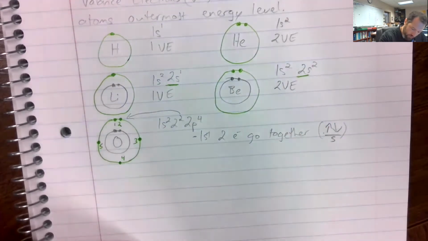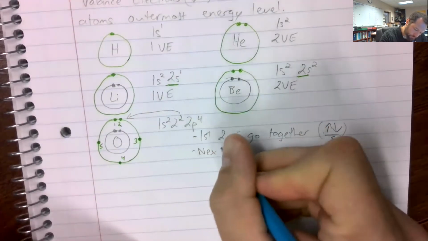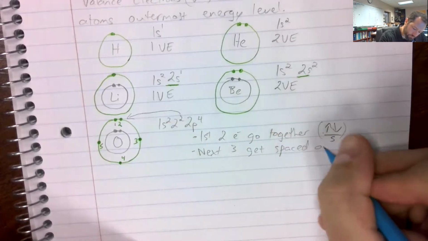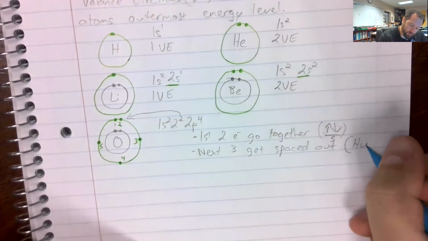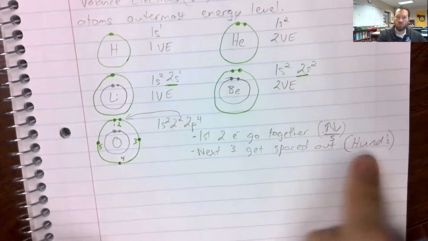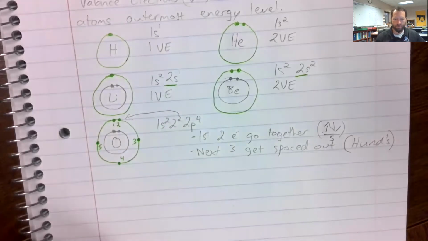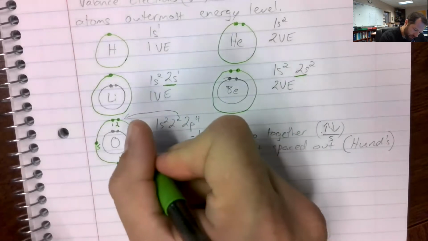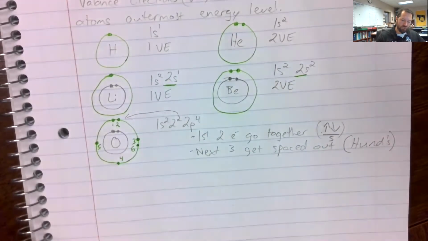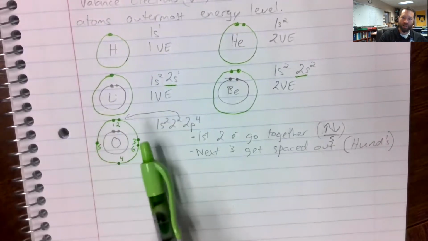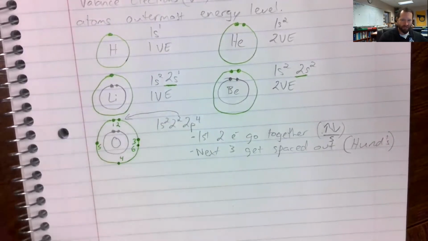So the first two electrons go together. The next three get spaced out, and that's due to Hund's rule. And finally, again, we've got a fourth electron. We've got a total of 6 valence electrons. Right now, I've only drawn 5. So finally, we come back and pair up number 6. Again, that's the bus seat rule. Go open, open, open, and then back to number 6.